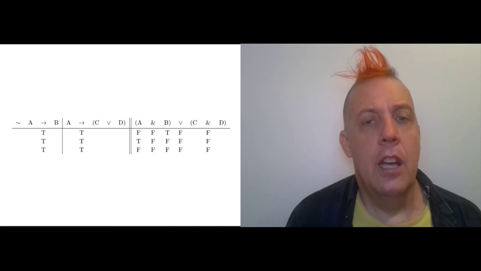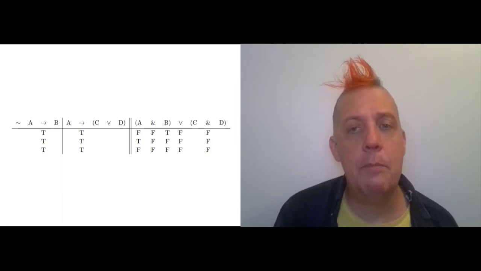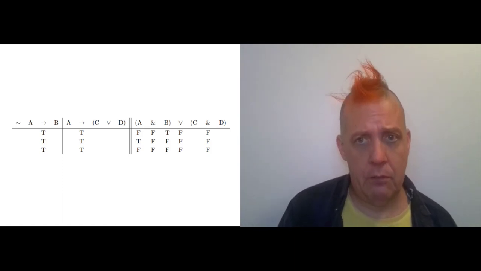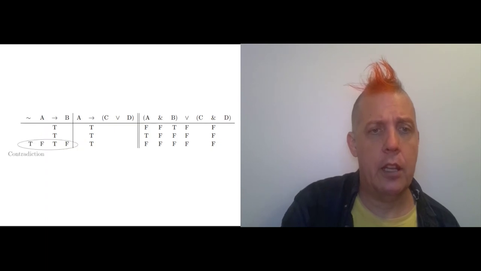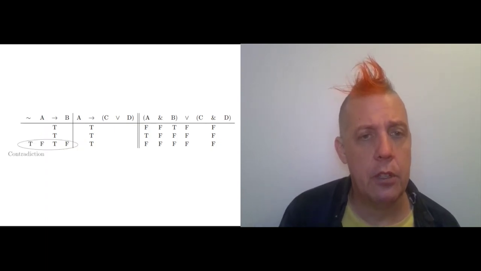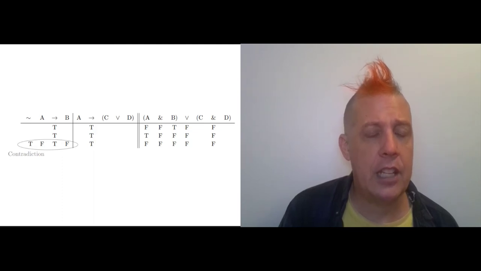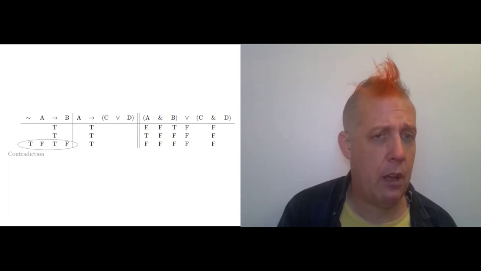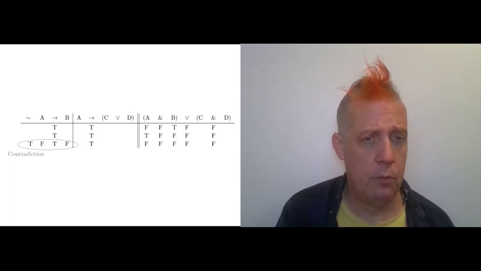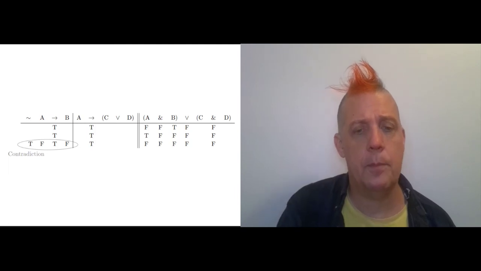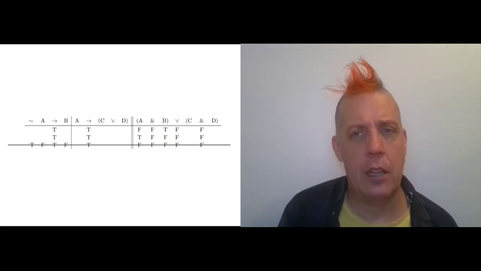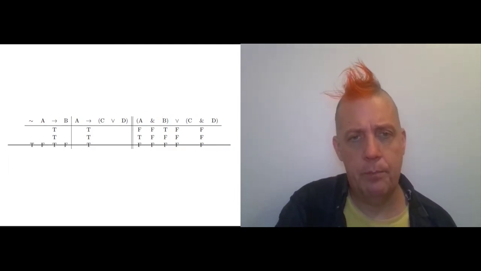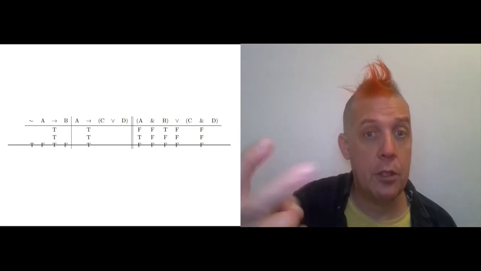Okay, so if A and B are both false, which is what's happening on the third line, we run into a contradiction, because that would mean that not A is true, and if not A is true and B is false, then you can't have the first premise be true. We've reached a contradiction there. So we're just going to X out that line. Forget that one. So now we're down to 2 lines, right?